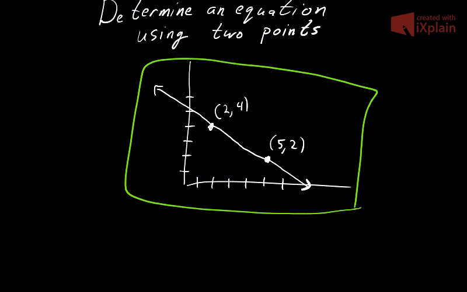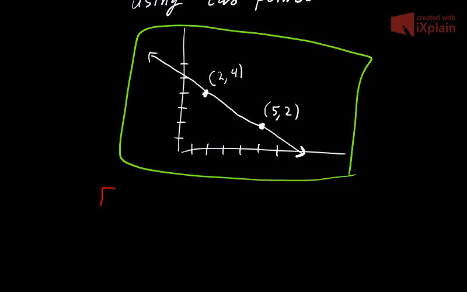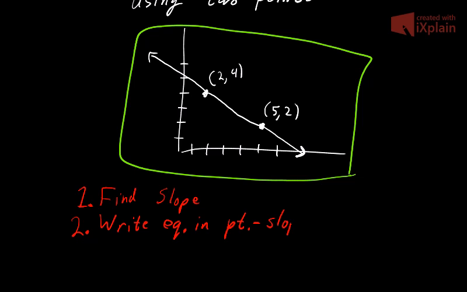The first thing we want to do, I'm going to go ahead and list out the steps real quick. We're going to find the slope, and then we're going to write our equation in point-slope form. We've done slope-intercept form before. This time we're doing point-slope form, which lets us use a point and the slope to write a line.